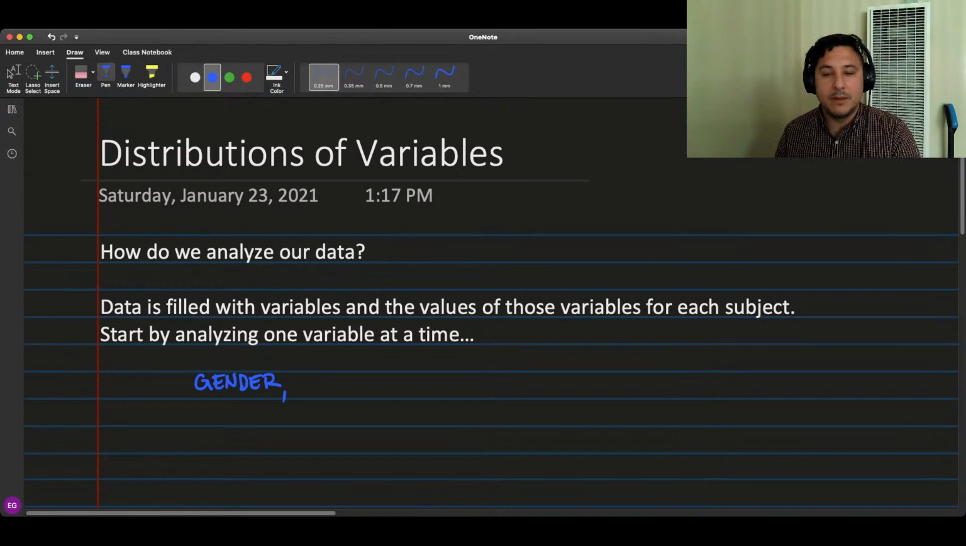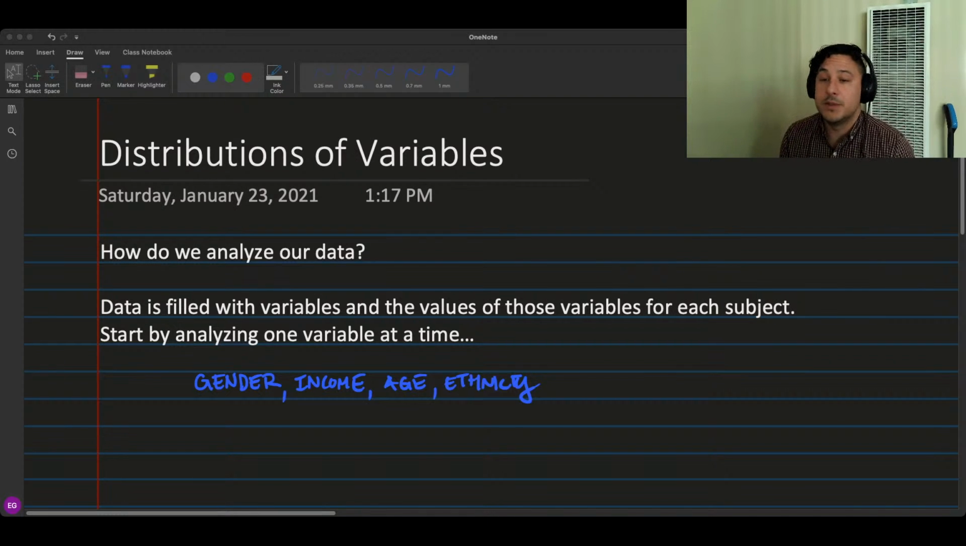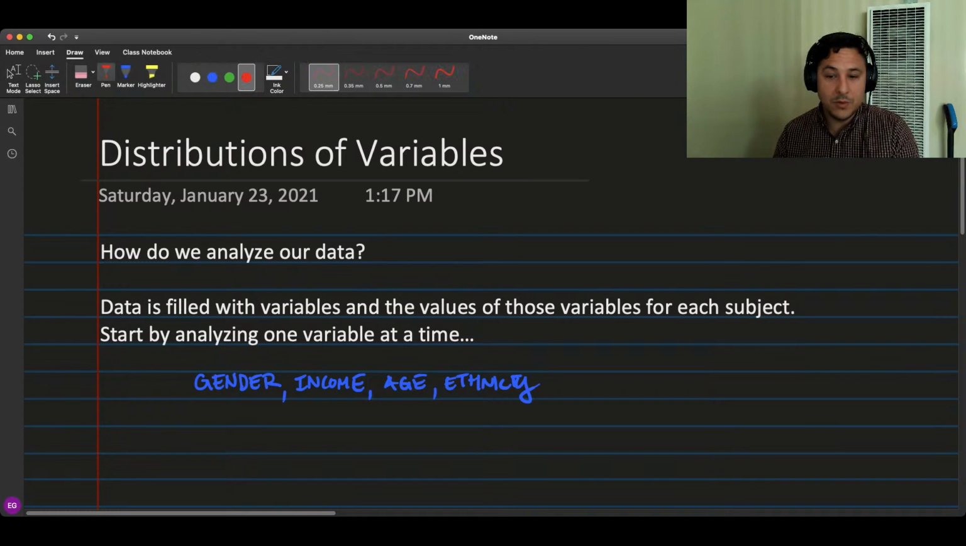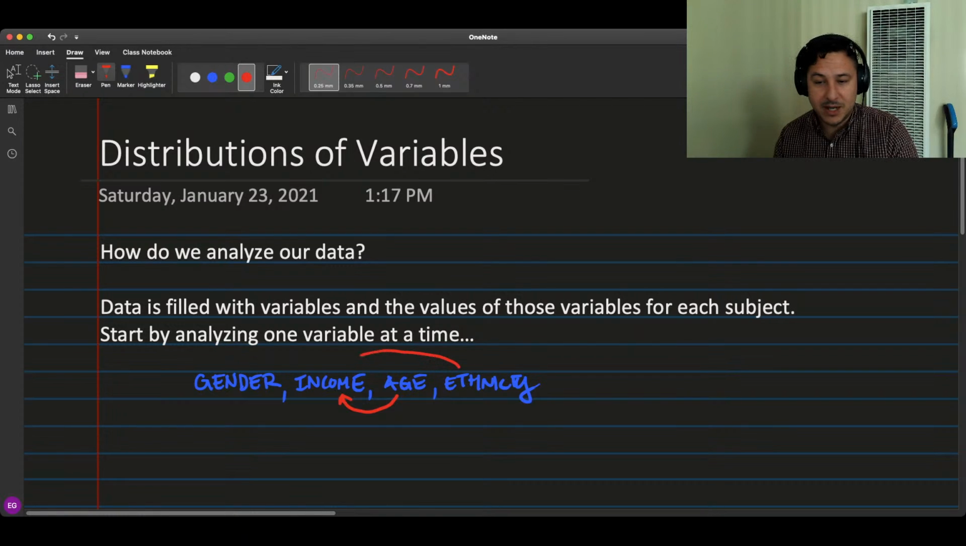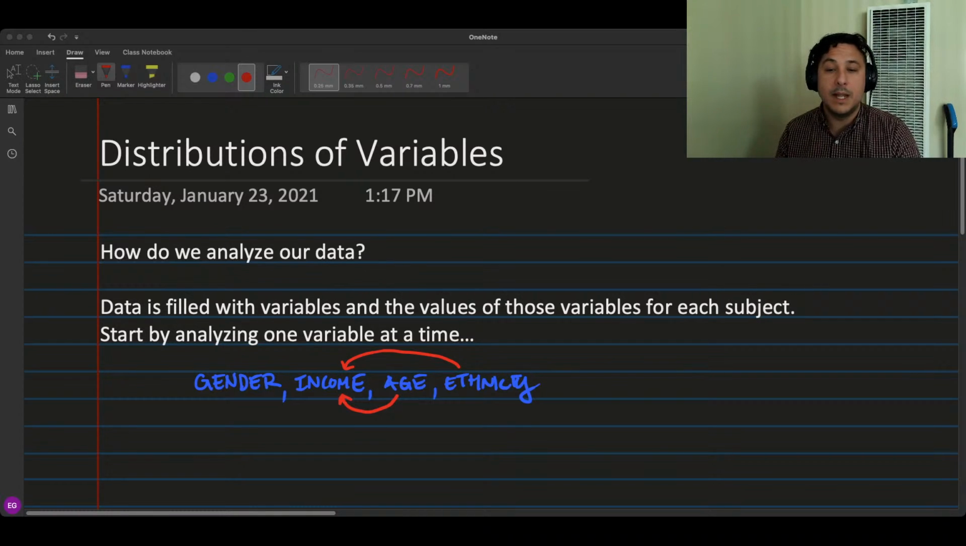We're going to have data about their income. We're going to have data about their age and their ethnicity. So let's say you have these four variables. Now, does it make sense that how old you are might affect how much income you make? People who are younger probably make less than people who are older. Likewise, your ethnicity might affect your income. People of certain ethnicities are less or more likely to make more money.